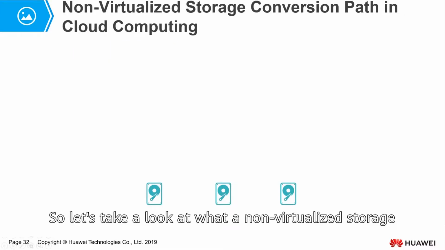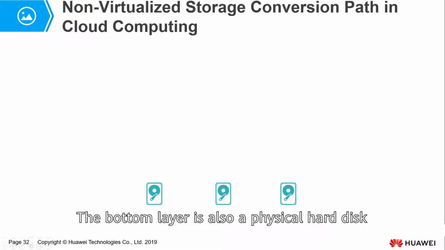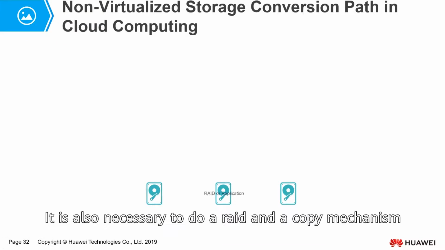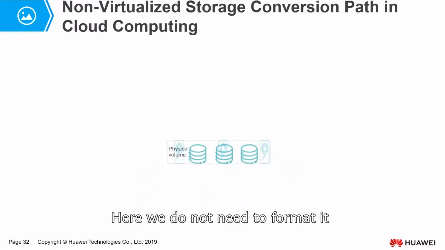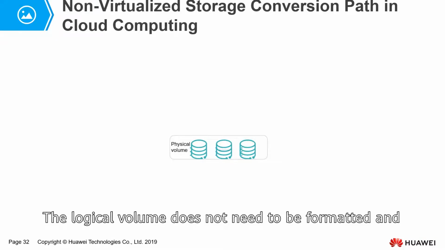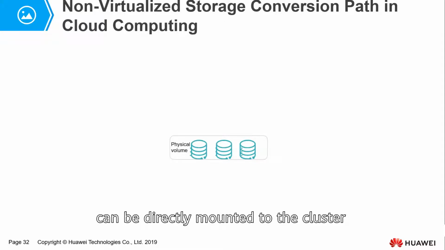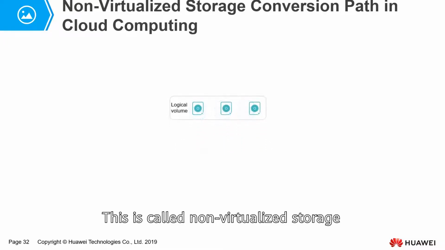So, let's take a look at what a non-virtualized storage conversion path is. The bottom layer is also a physical hard disk. It is also necessary to do a RAID and a copy mechanism to generate a physical volume. Here, we do not need to format it, but directly logically divide it to generate logic volumes. The logic volume does not need to be formatted and can be directly mounted to the clusters to generate a virtual hard disk. This is called non-virtualized storage.